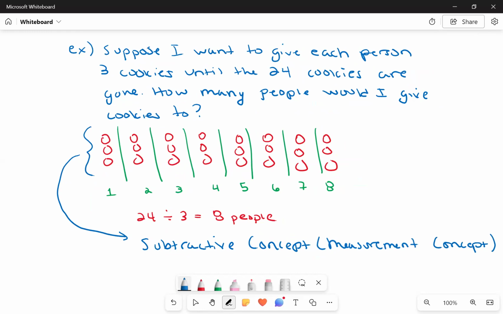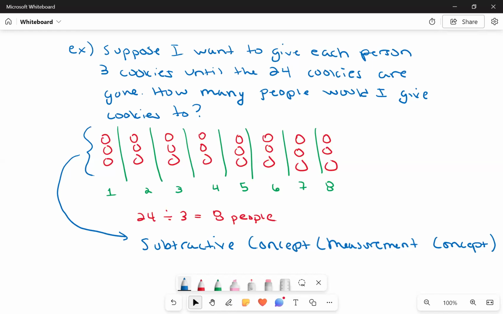And this builds on the idea of division anyway, because multiplication is repeated addition. Division is repeated subtraction. So we're subtracting 3 over and over again until we're done, right? That's the subtractive concept. It's nice because it displays the idea of division like how we do with multiplication, this repeated subtraction.